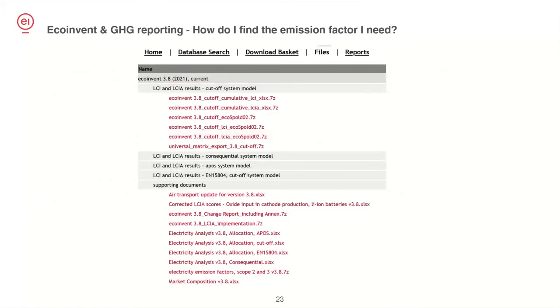Here I would quickly like to show you where to find the files I just mentioned. So here we are in the files section of ecoquery. And as you can see here under LCI and LCIA results of the cutoff system model, you can find the cumulative LCIA file. So this is the file where you would find the list of emission factors for all data sets. And then there is this electricity emission factor scope 2 and 3 file under the supporting documents. And here you will find scope 2 and 3 emission factors for electricity. We will take a closer look at this electricity emission factors file later on.